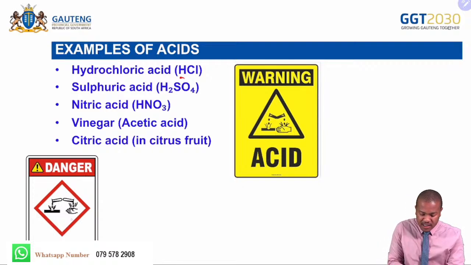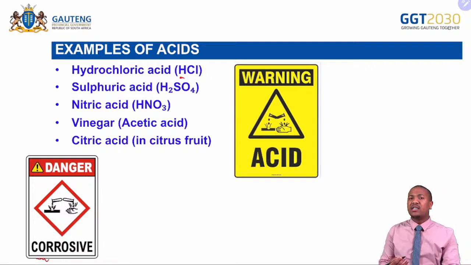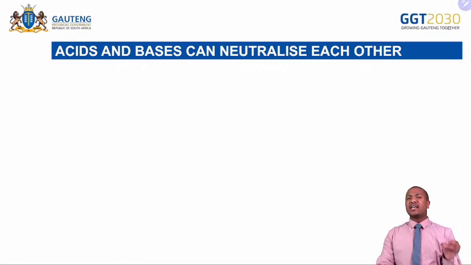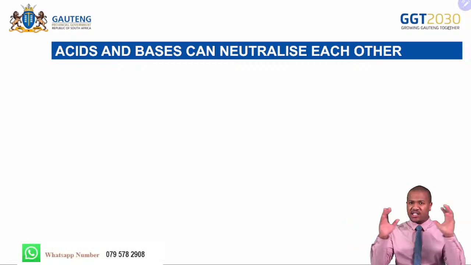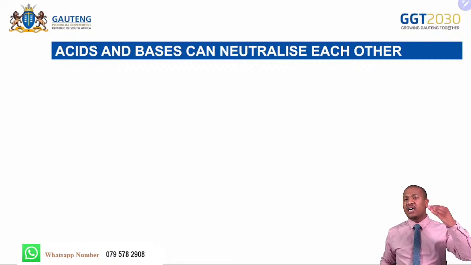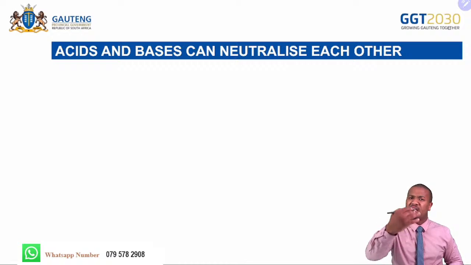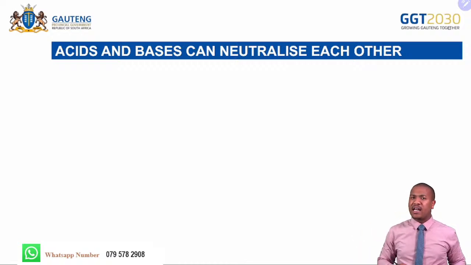That have these signs to show that there is an acid or the substance is acidic. Now, we said that acids and bases can neutralize each other, right? And we call that one a neutralization reaction. So I want us to revisit that before we carry on with our lesson.